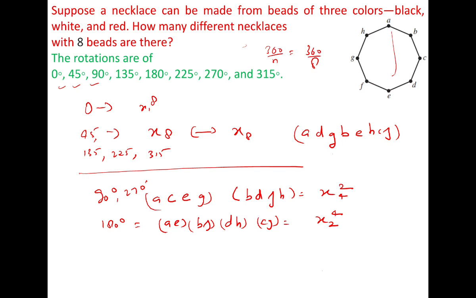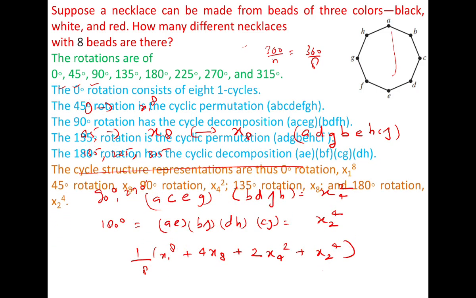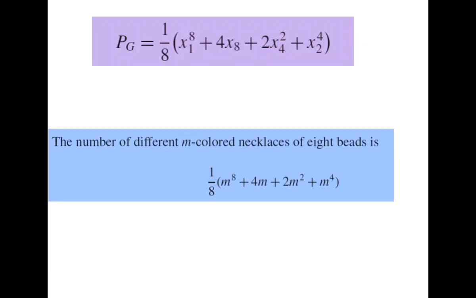So now you can write down the cycle index. So cycle index is 1 by 8, then x1 raised to the power 8, then 45, 135, 225, 315, so 4x8, then 2 are 90 and 270, so 2x4 square, and 1 is 180 degree. And now if m colors are there, I replace each xi by m. If there are 3 colors, I replace each xi by 3. That gives us the required answer.